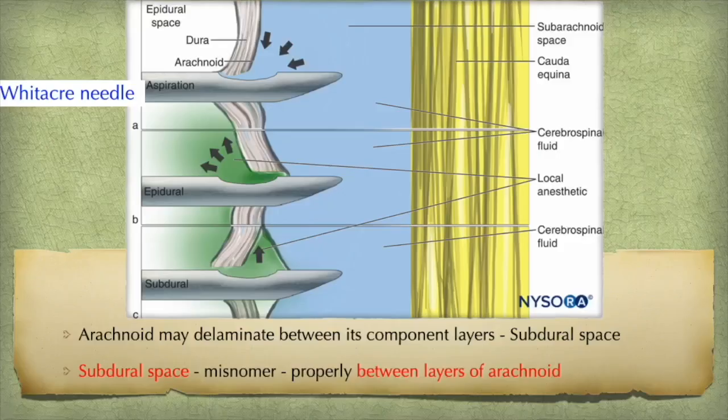In the third case, the hole is placed in between the layers of the arachnoid and the drug can enter into it, forming a potential space called the subdural space. But the subdural space is a misnomer because it is properly between the layers of the arachnoid.